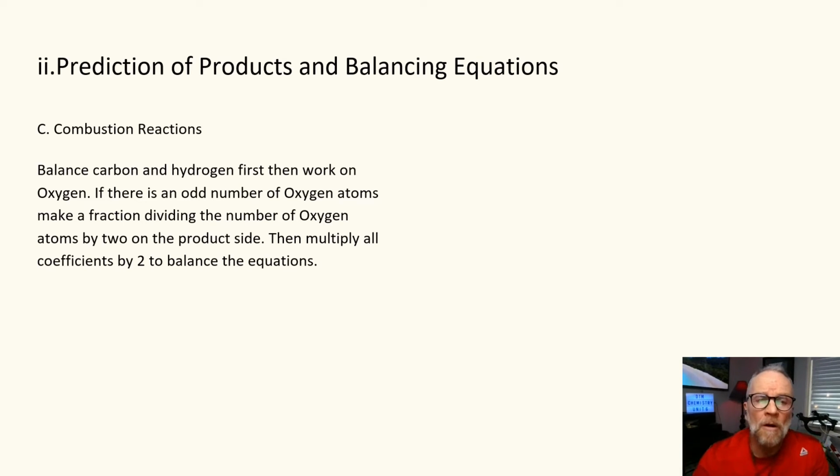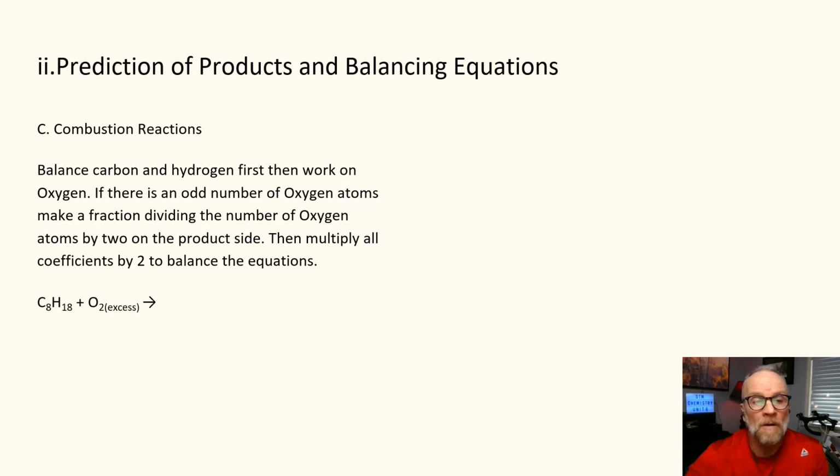So you balance carbon and hydrogen first. Of course, those are on the reactant side. So you'll start on the left-hand side and work to the yield sign. So balance carbon and hydrogen first, and then oxygen last. If there's an odd number of oxygen atoms, you'll make a fraction to balance the oxygen. And then you multiply through by 2 to get that fraction taken care of. And so let's do some examples. These instructions don't mean a lot without the examples.